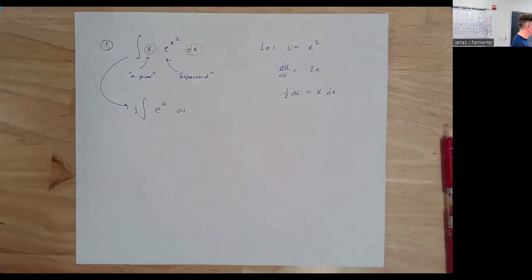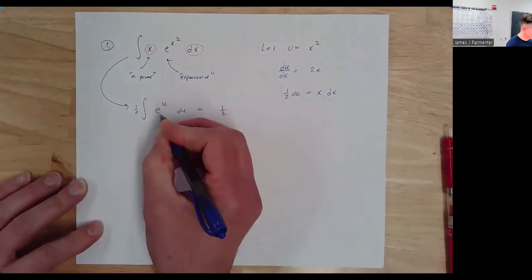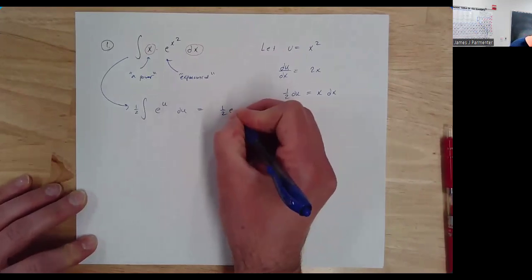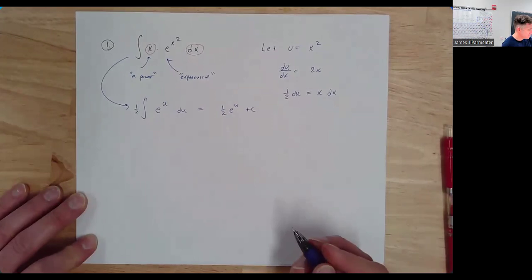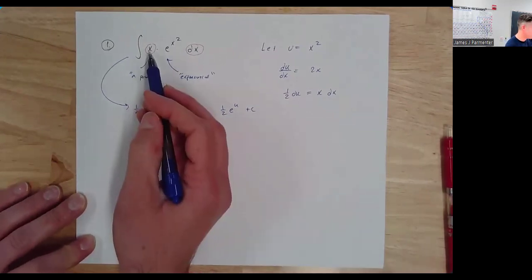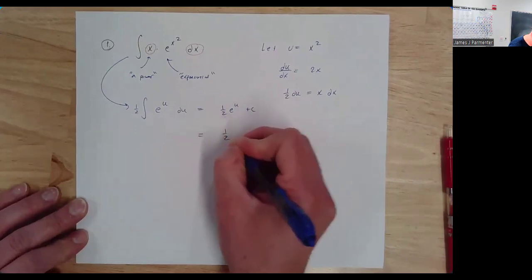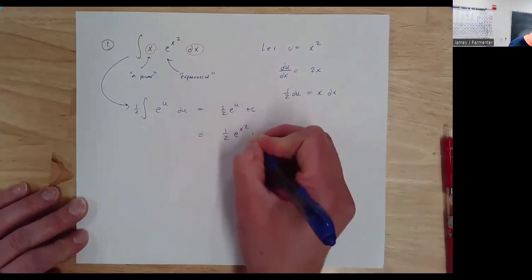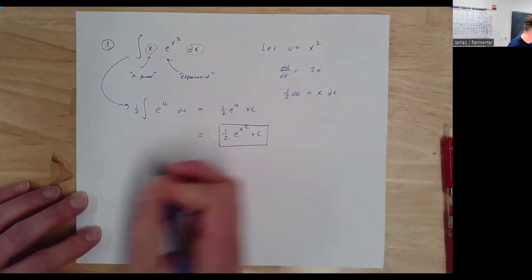Now I can anti-differentiate it. The antiderivative of e to the u is just e to the u. We have a plus c. And then finally, since we started off with the variable x and we're finding the antiderivative, we have to end with the variable x. So we're going to get 1/2 e to the x squared plus c, just replacing u with what it's equal to in terms of x.